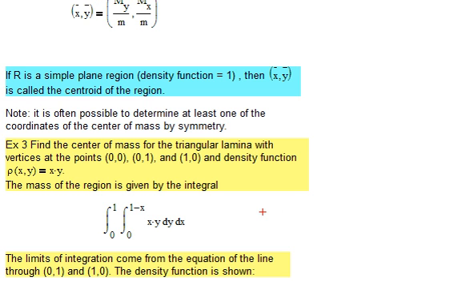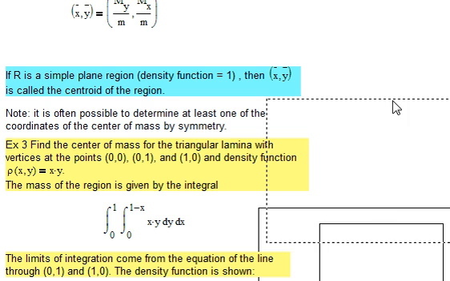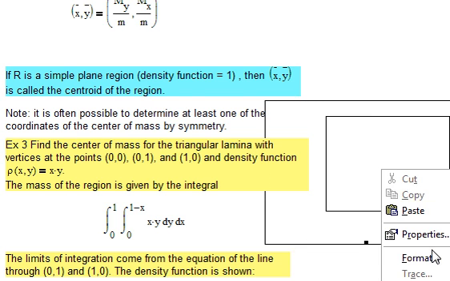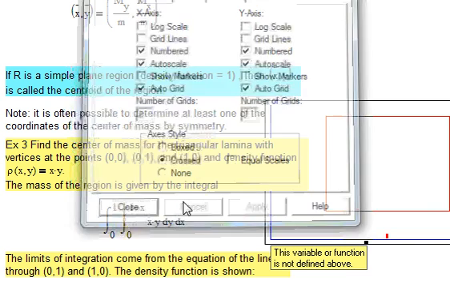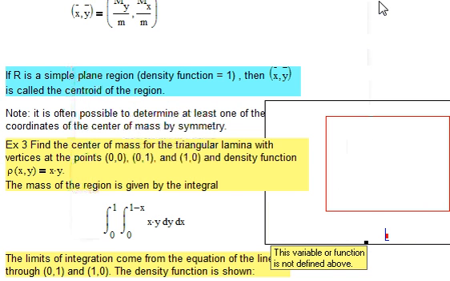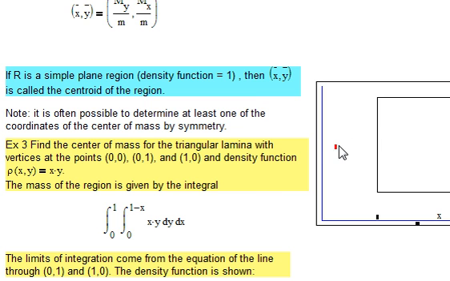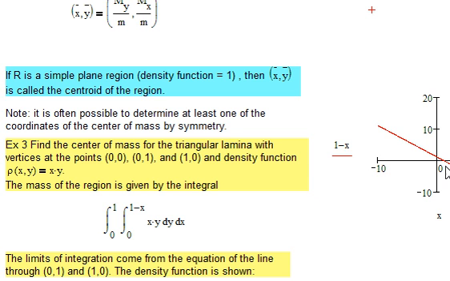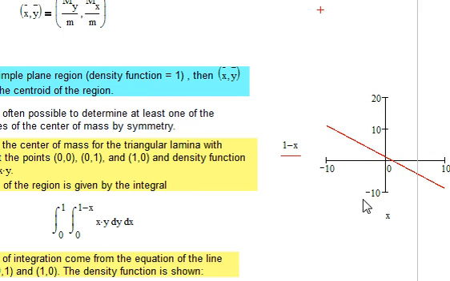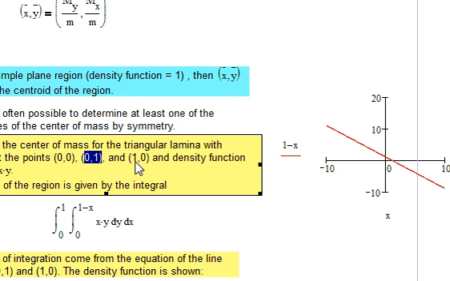This triangle has vertices (0, 0), (0, 1). If I had an axis here, I'll put x here and 1 minus x here. Now, why am I putting 1 minus x in there? The answer is that's the equation of the line that connects the point (0, 1) and the point (1, 0). The point (0, 1) here, the point (1, 0) here.